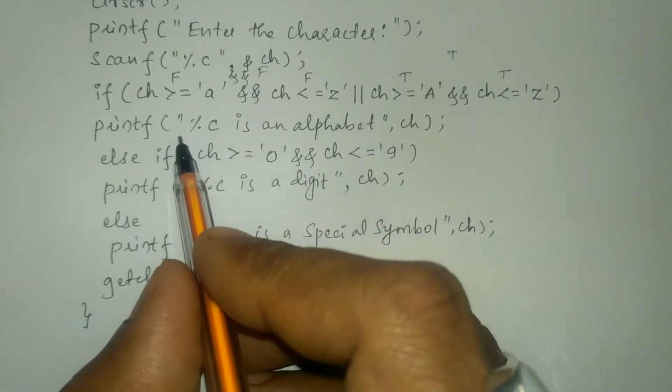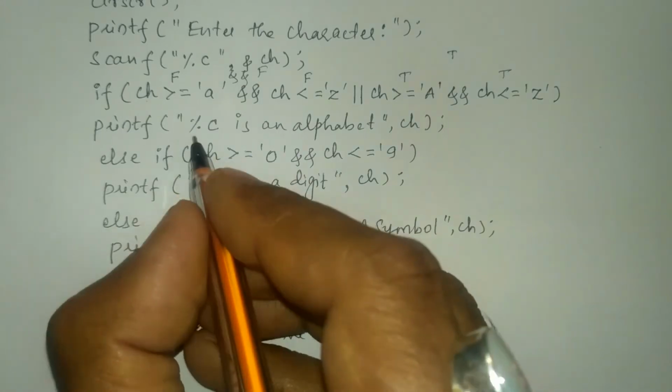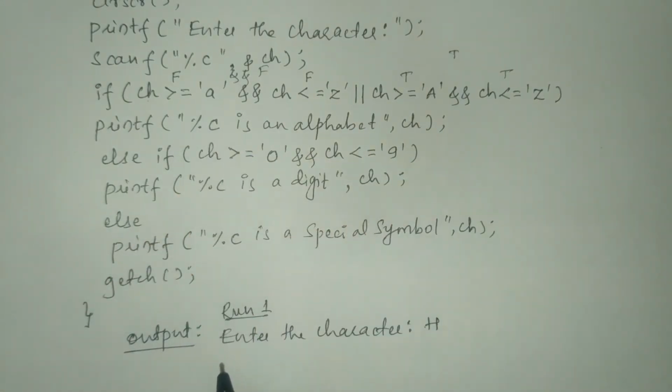So that's the reason it is going to print %c with ch, that is, it is going to print "capital H is an alphabet".